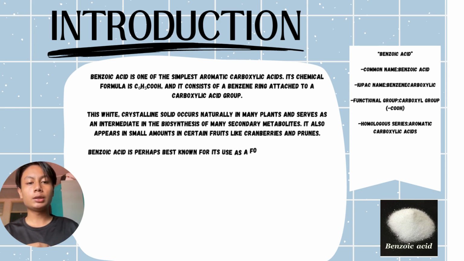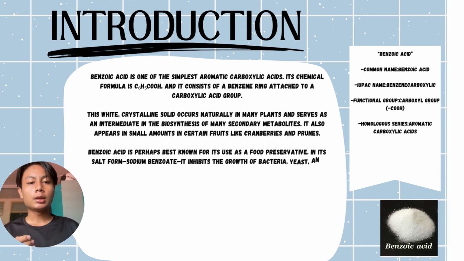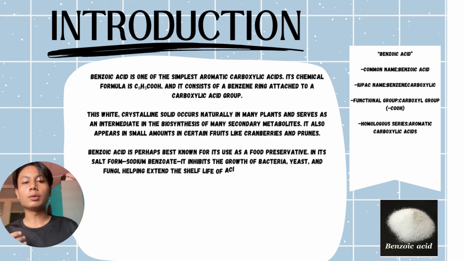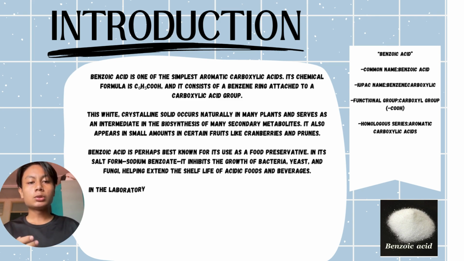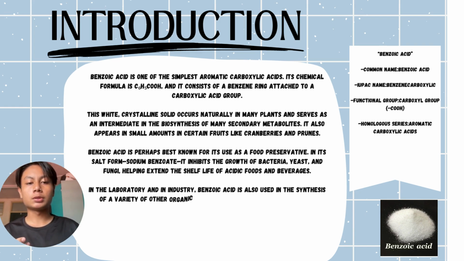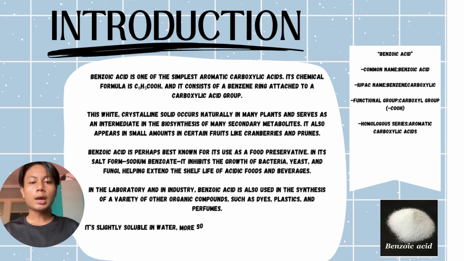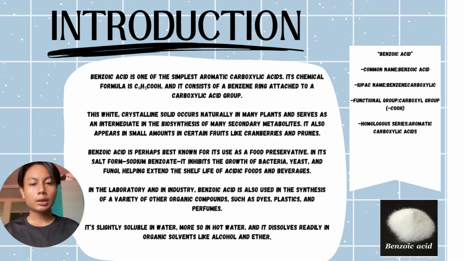This white crystalline solid occurs naturally in many plants and serves as an intermediate in the biosynthesis of many secondary metabolites. It also appears in small amounts in certain fruits like cranberries and prunes. Benzoic acid is perhaps best known for its use as a food preservative. In its salt form, sodium benzoate, it inhibits the growth of bacteria, yeast, and fungi, helping extend the shelf life of acidic foods and beverages.